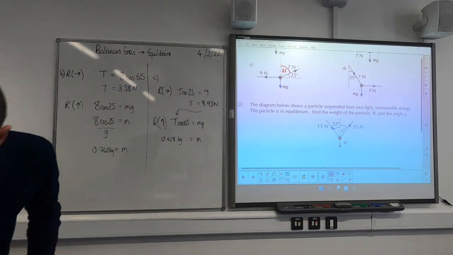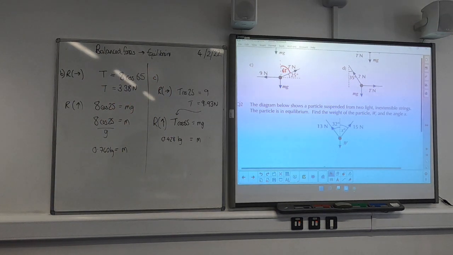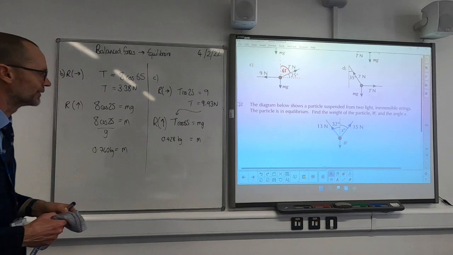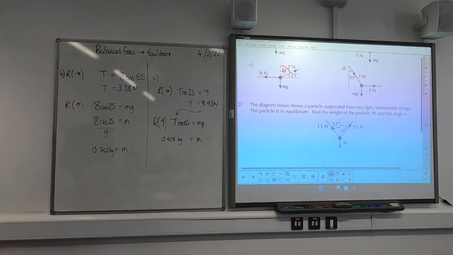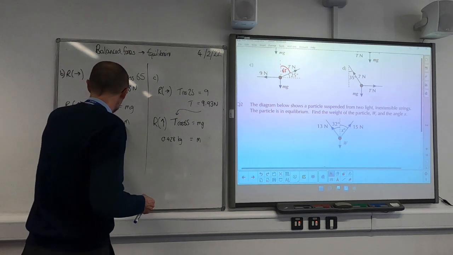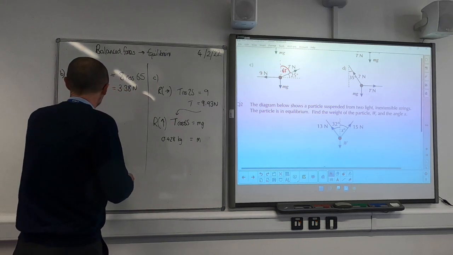I'm just copying these out of the book. I know that the book has used the exact value rather than 9.93, so always remember to store where possible. Again, you've got to work out some angles, haven't you?